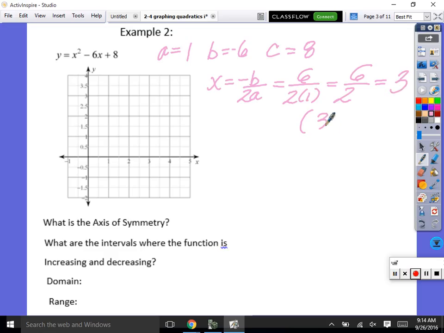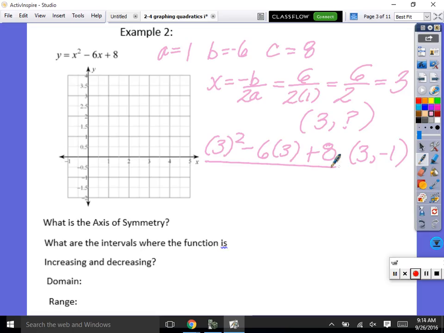So we're going to do 3, question mark. So we know we're over at 3, but we just don't know how high up or down to go. So we can plug that back into our function. So we're doing 3 squared minus 6 times 3 plus 8. So what do we get? -1, perfect. So we get 3, -1. When you calculate that, you get -1. So we're going over 3, down 1. There's our vertex.